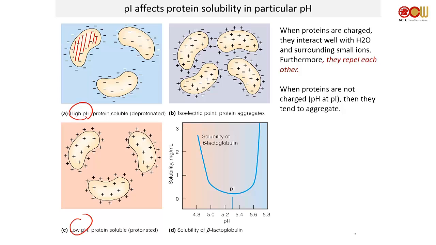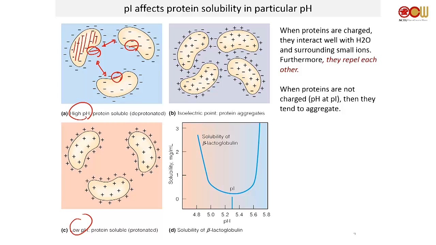Let's take a look at figure A on the top left. You see that when your protein is in a high pH environment, the protein will be negatively charged. So this protein is negatively charged, this protein is negatively charged, so is this. They will all be negatively charged, and negative charges repel each other. So they repel, and that will keep the proteins away from each other, therefore increasing the solubility. The proteins are more likely to be by themselves inside the solution.